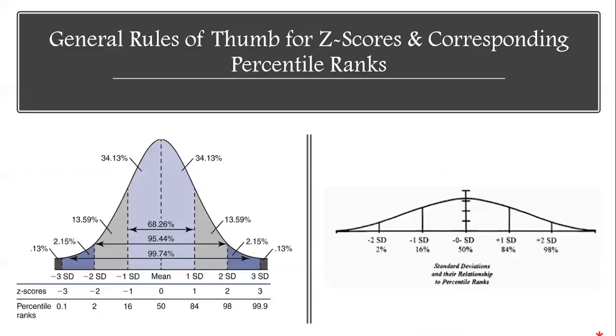Here are some general rules of thumb regarding z-scores and corresponding percentile ranks. For example, a z-score of 1 always falls at the 84th percentile, while a z-score of 2 always falls at the 98th percentile.